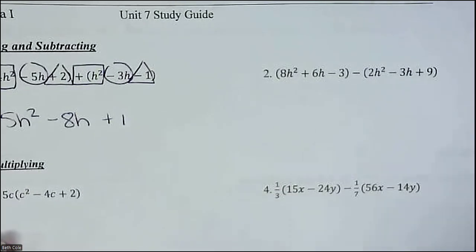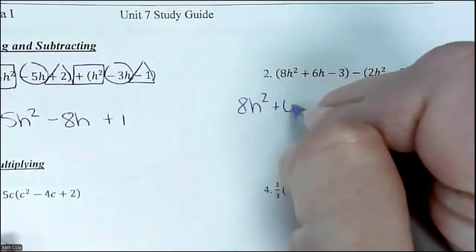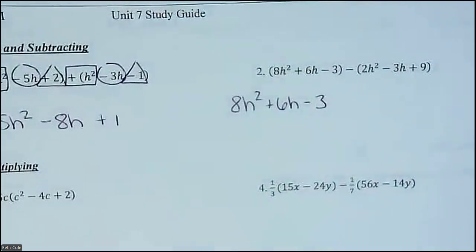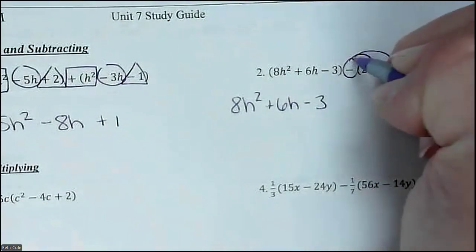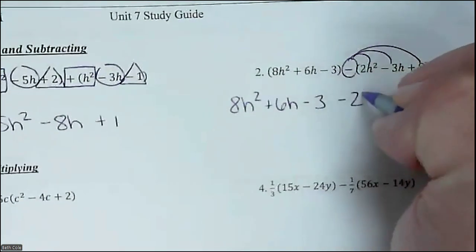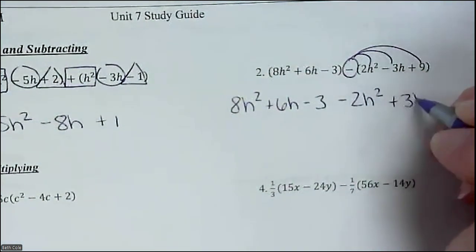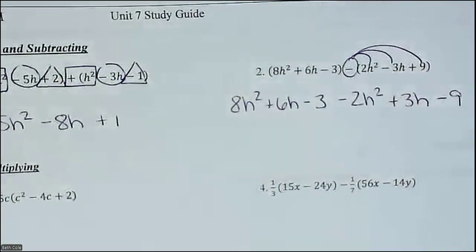Good. So that has an extra step. You're going to recopy the first stuff. You don't need the parentheses anymore. Just recopy it. And you're going to distribute the negative sign. So everything is just going to flip-flop its signs so that you're subtracting all of it. So it's going to be minus 2h squared. Good. And then plus 3h minus 9.